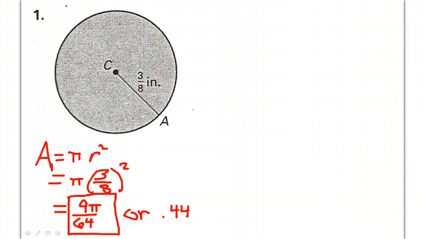You can either write it on the top, or you can write it off to the side in the middle. Either way is fine. If you wrote 9 over 64 and then pi, that's equivalent.